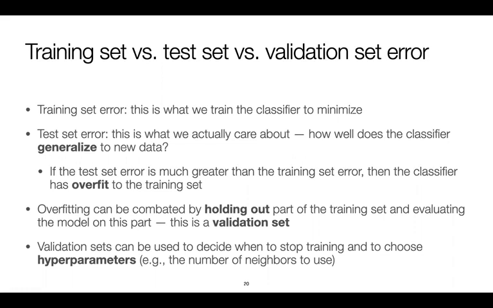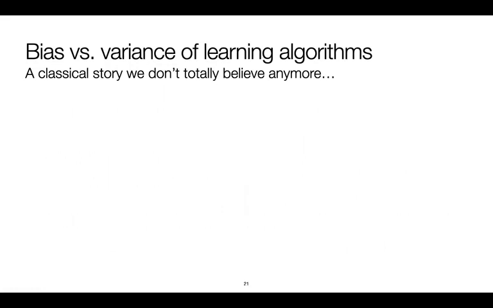So there's also another concept that's going to be important that will come up throughout the course, which is something that we call bias and variance. There's a lecture later on where I'll explain why what I'm about to present is somewhat of a classical story that we don't totally believe anymore, but it's still very useful to know about because it plays a part in how we end up designing and training machine learning models.